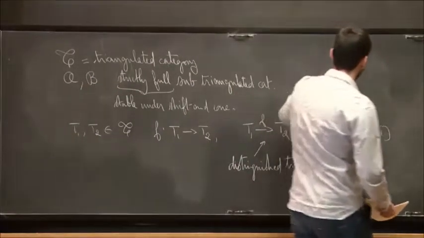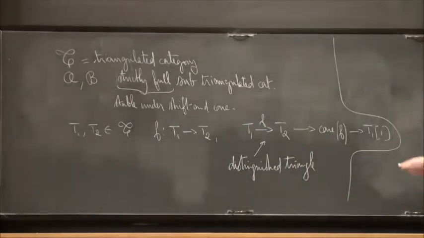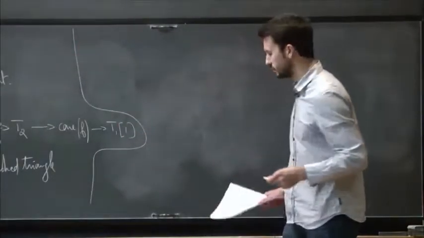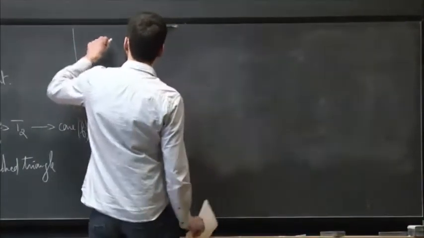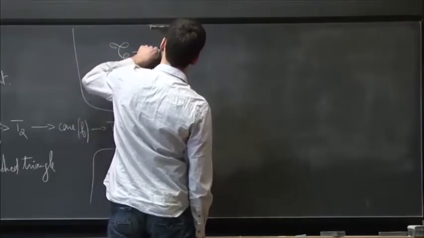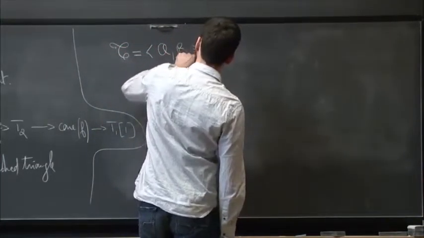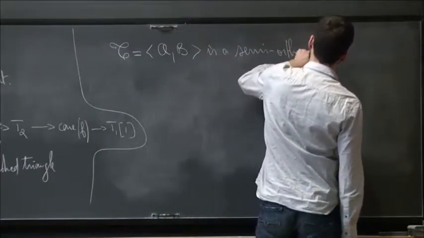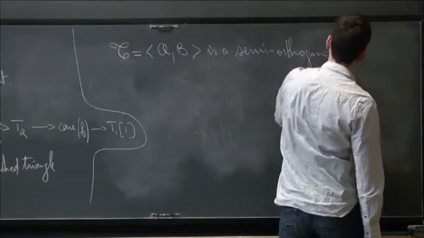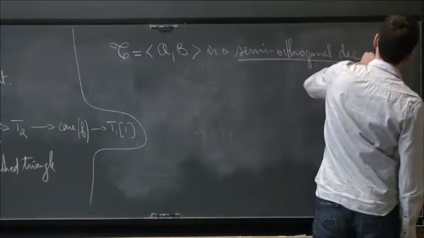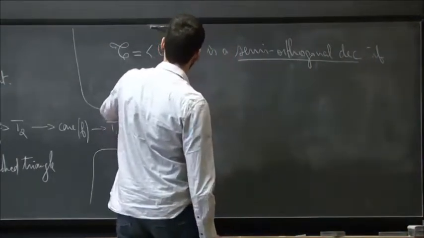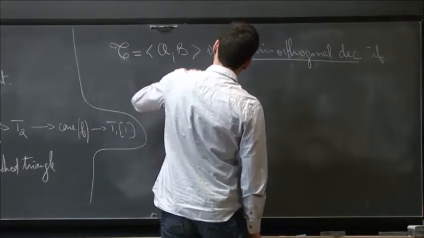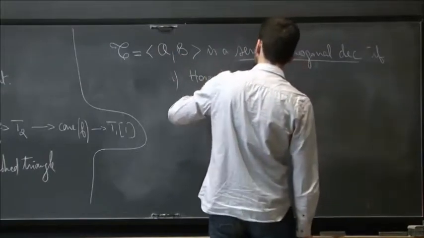And so there's a definition that came up maybe 20 years ago or something like this, which is the notion of a semi-orthogonal decomposition. You write T equals the pair A, B. This is called a semi-orthogonal decomposition if, so there are two conditions. The first condition is the semi-orthogonality condition, which is that there are no morphisms from B to A.